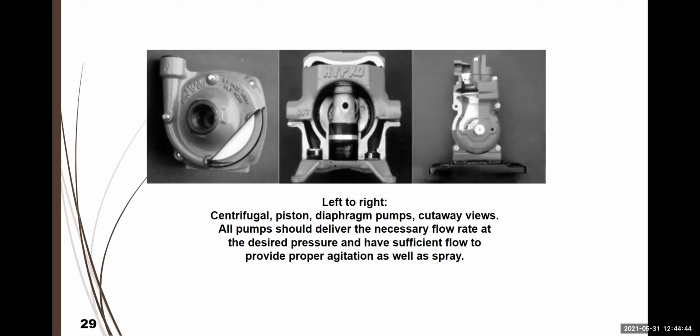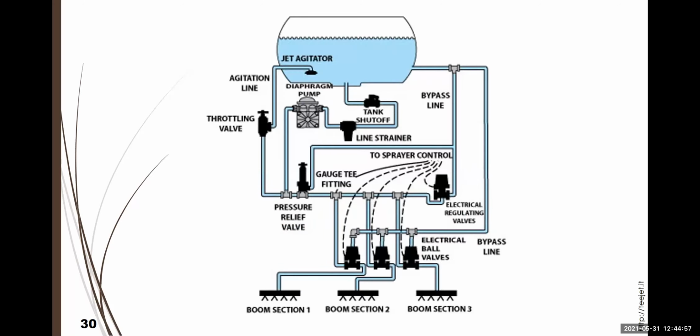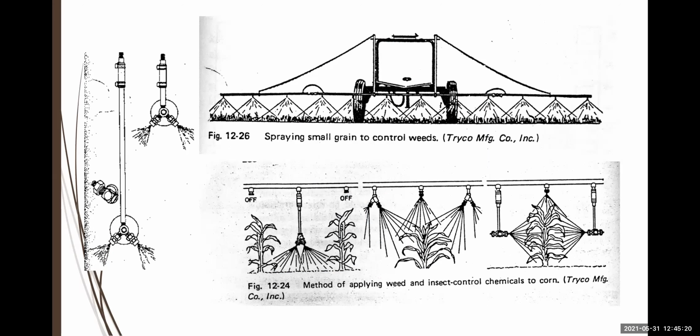In terms of the equipment for the pump, it can be a centrifugal pump, piston pump, or diaphragm pump, shown in cutaway views, providing the necessary flow rate at the desired pressure. This is a diagram, so I don't want to go into detail. What we want to focus on is the system from the jet agitator that mixes the liquid, until it is pressurized to the boom section, where it delivers all the liquid, in three sections.